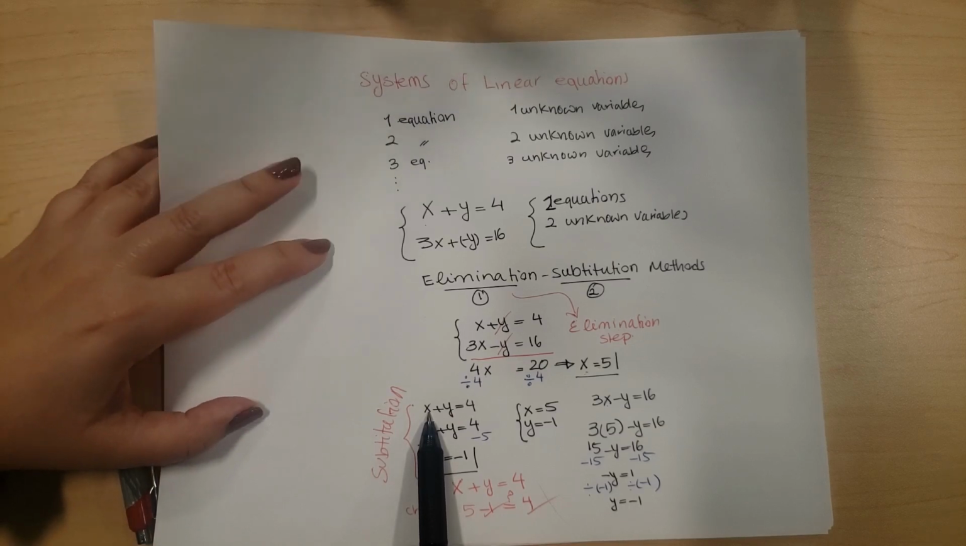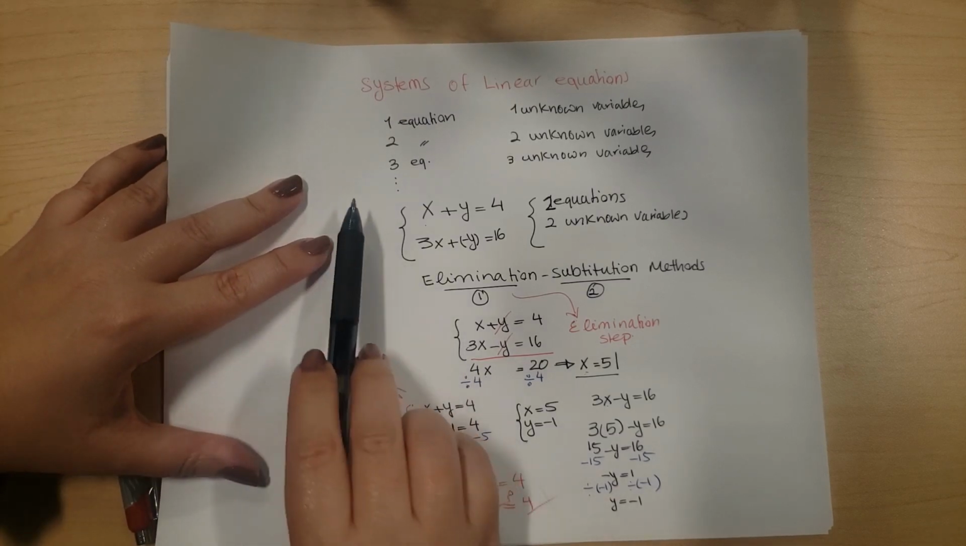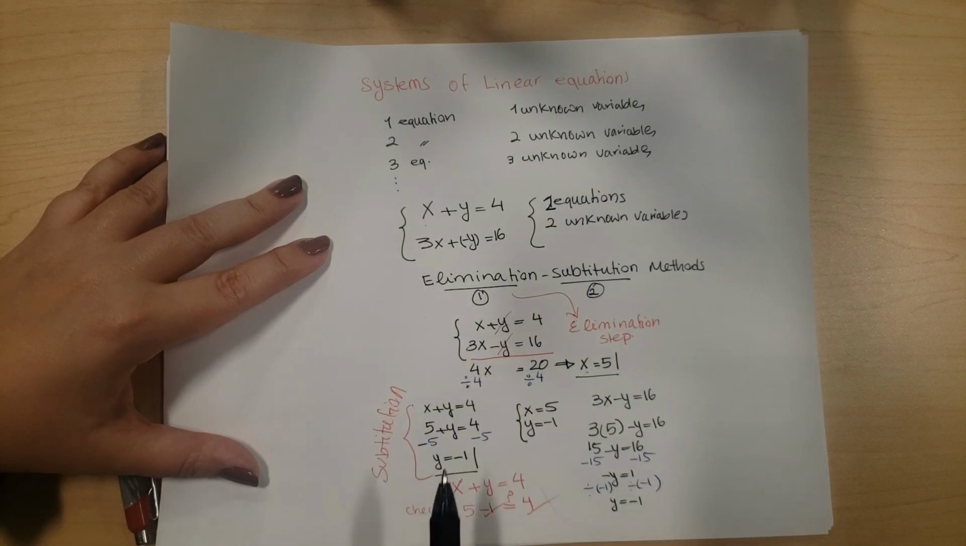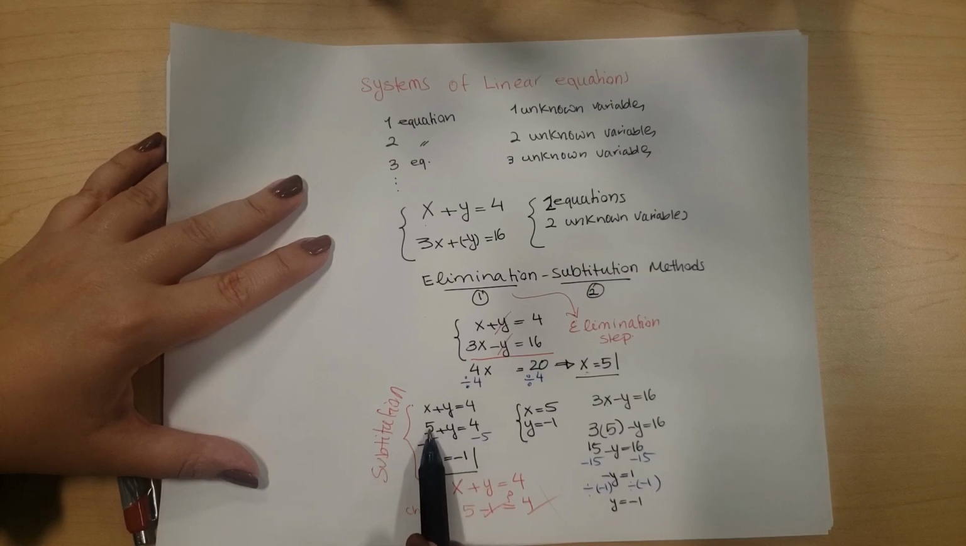So I decided first to substitute the x as 5 in my first equation, x plus y equals 4. So the x is 5. I substitute it here, and then I end up with this equation, which is one simple linear equation. Then I solve it and I find the y, which is -1. Okay, so x is 5, y is -1.